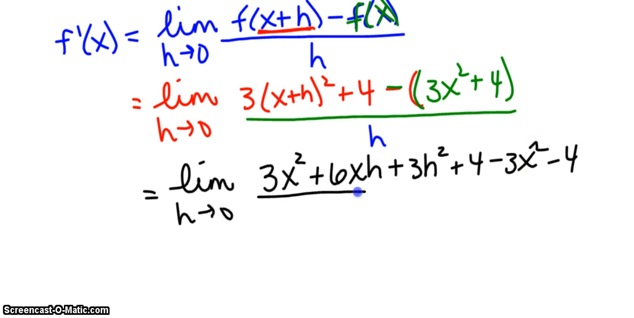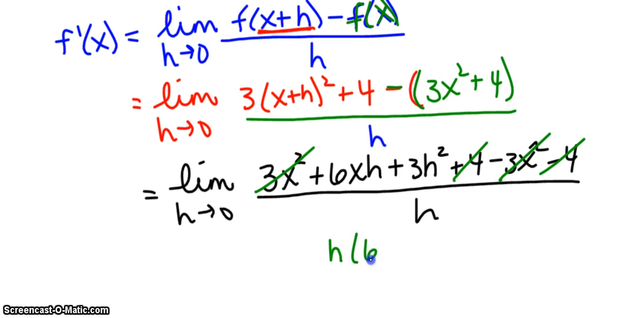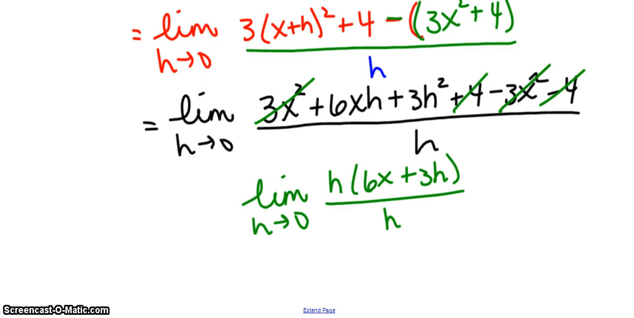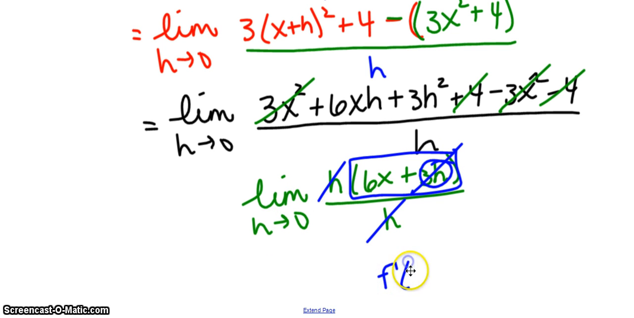Try to do that algebra on your own. Make sure it matches up with mine. And now some stuff's going to cancel. So those are gone, and those are gone. And this numerator has an h in it, so we can factor it out. And we're going to have h times (6x plus 3h) all over h. The h's are going to drop now. And the limit as h goes to 0 of this function, this part's going to go to 0. And we are left with f prime of x equals 6x.